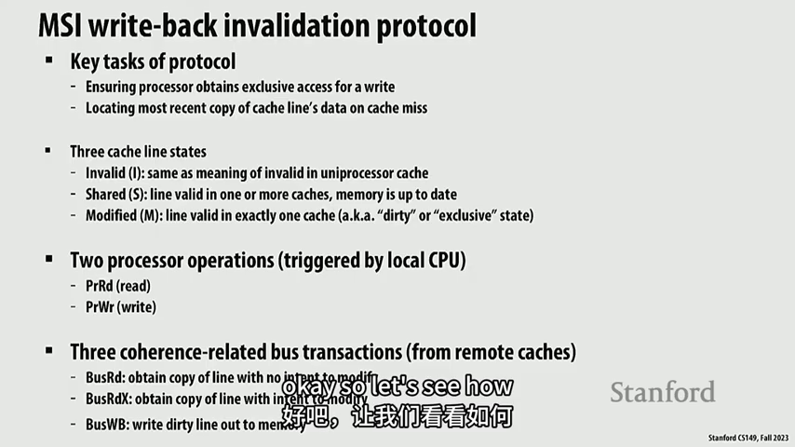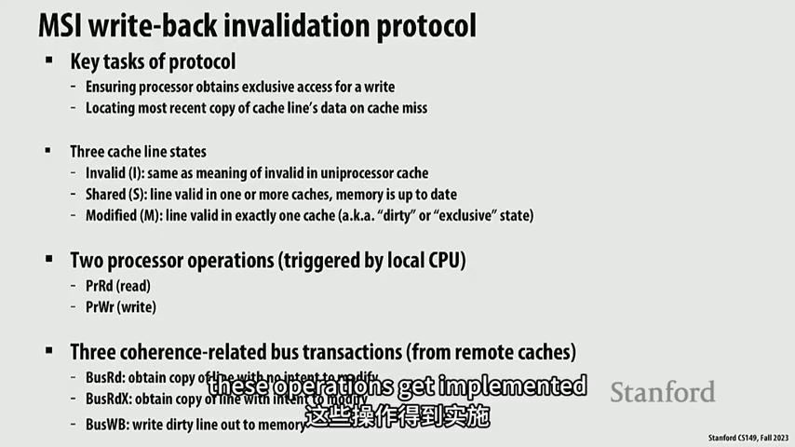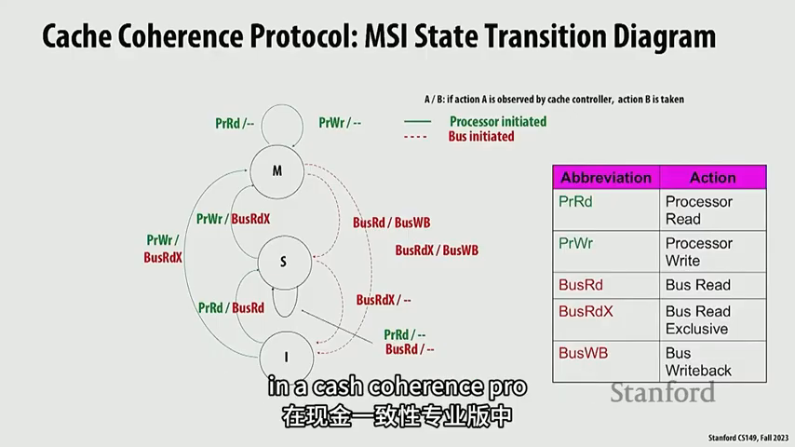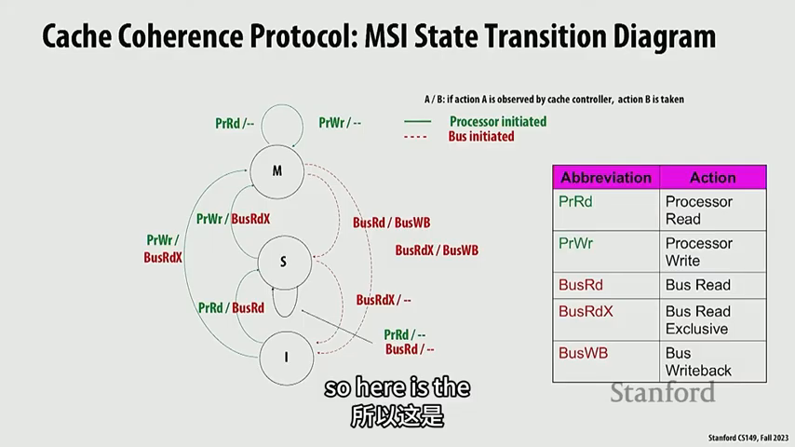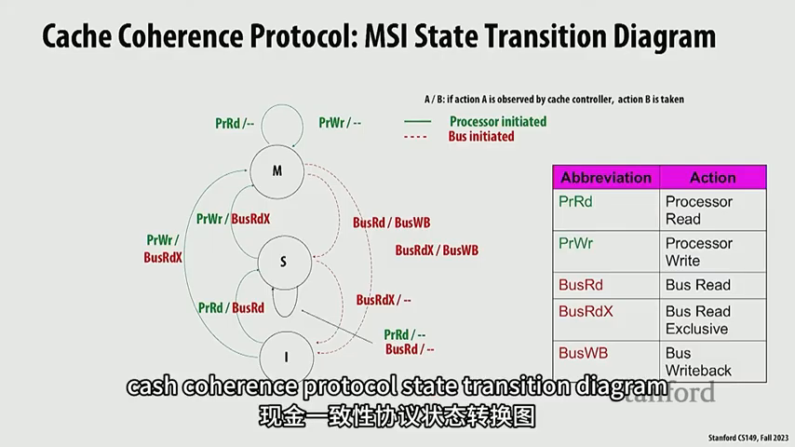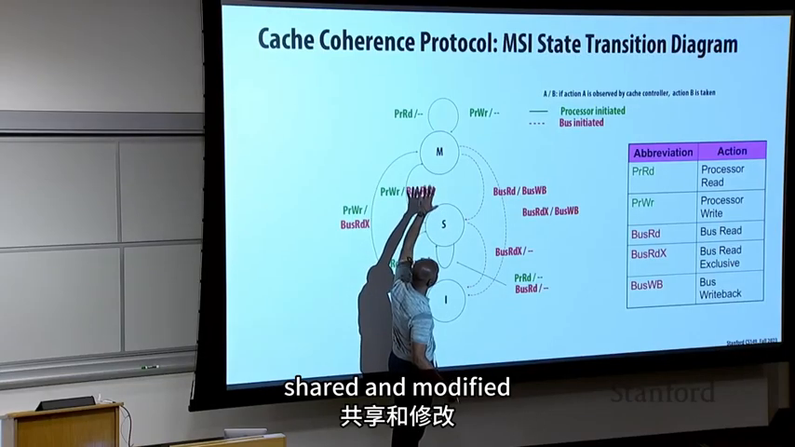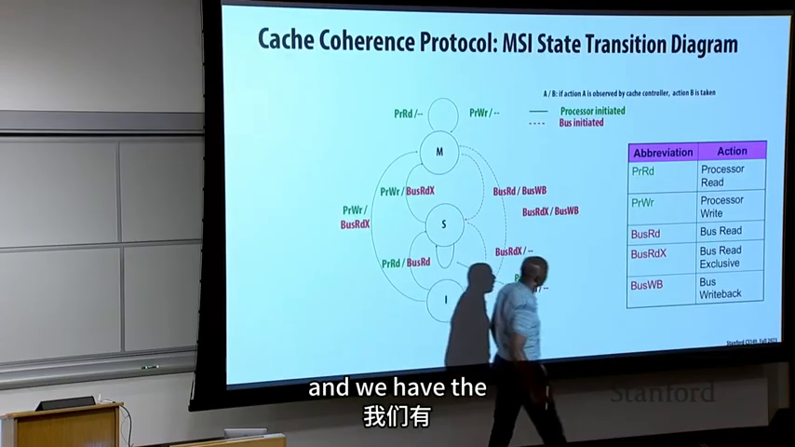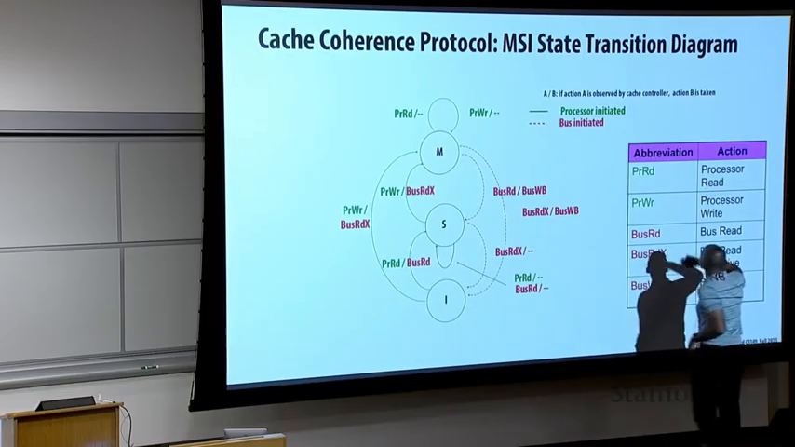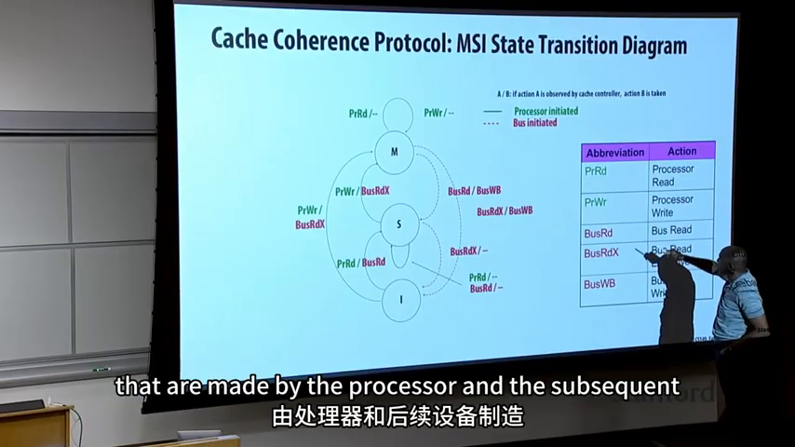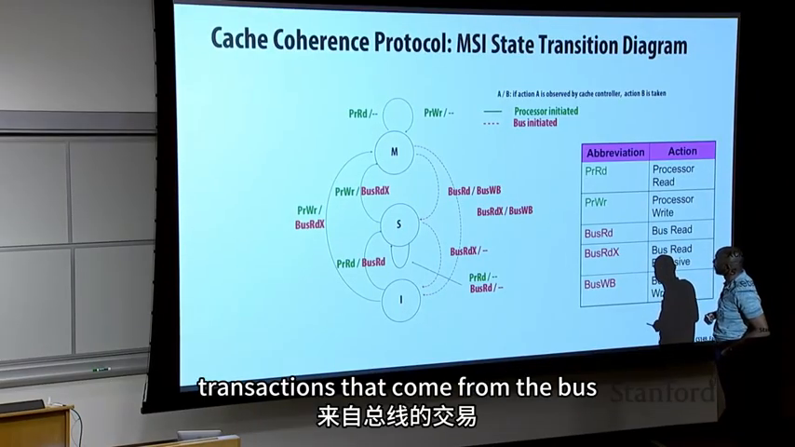Okay, so let's see how these operations get implemented in a cache coherency protocol. So here is the cache coherency protocol state transition diagram. We have the three states: invalid, shared, and modified. And we have the operations that are made by the processor and the subsequent transactions that come from the bus.